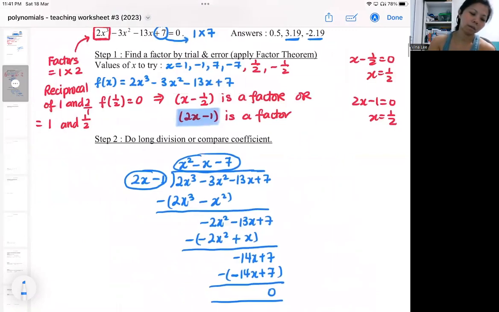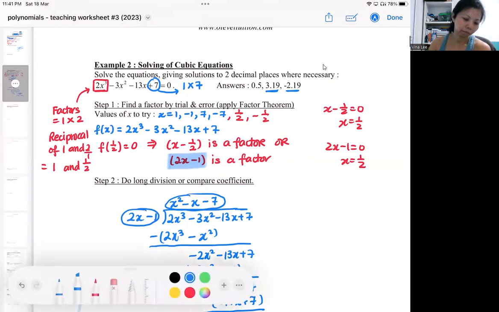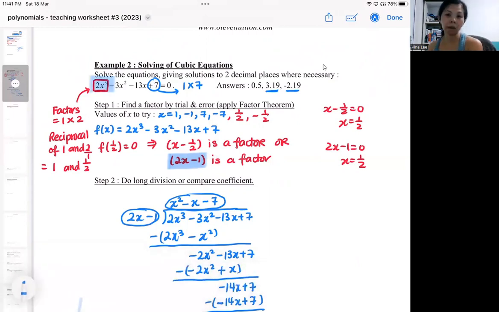In this example, I also showed you how to choose fractions to find a factor. A lot of the time, if you can't find a factor, you cannot continue with long division, and the whole question gets you stuck. You may end up spending a lot of time during the exam just finding the factors. So if whole numbers don't work, you look at the coefficient here to find a fraction that you can try.